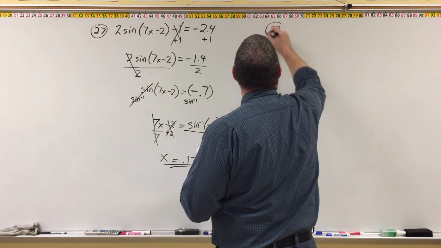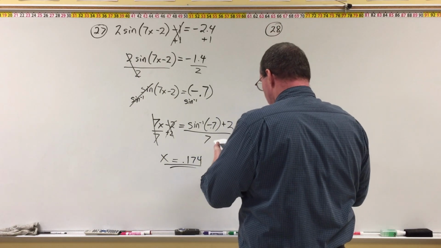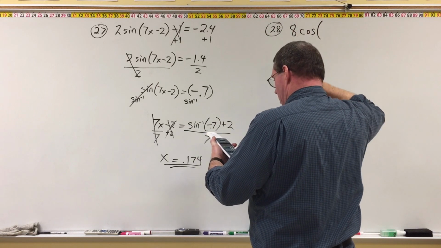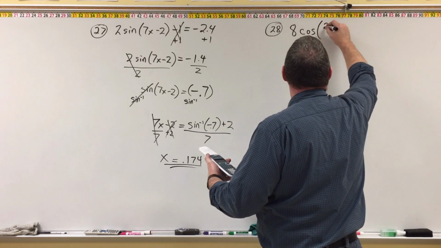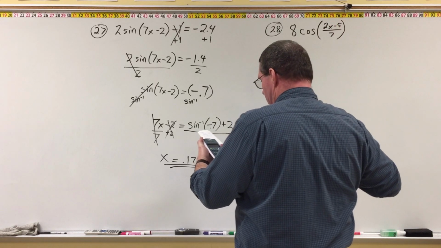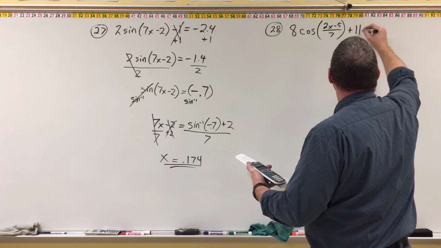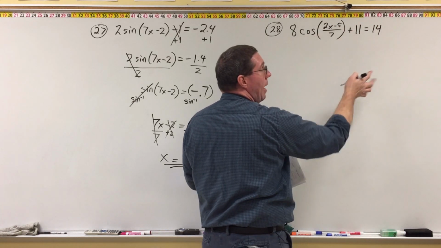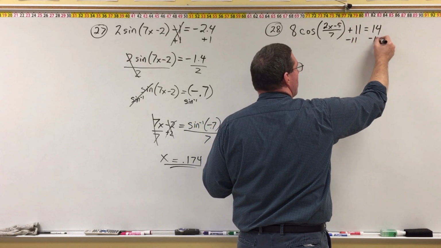All right, 28 says 8 cosine of 2x minus 5 over 7, plus 11 is equal to 14. All right, let's do some algebra. I need the cosine to be by itself. So I'm going to minus 11 from both sides.